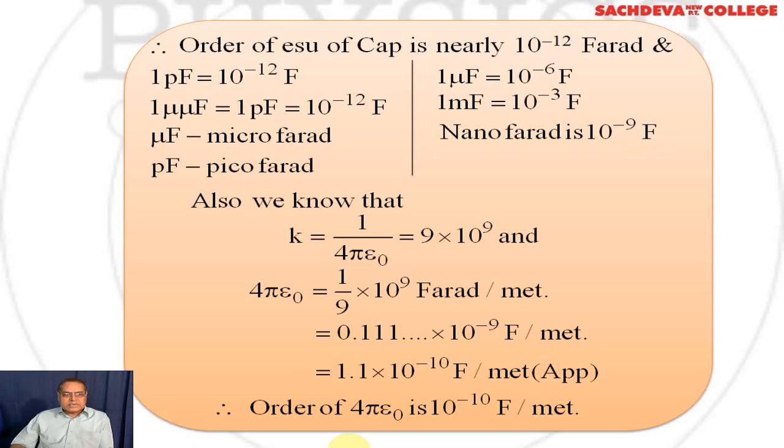Further, you can understand that the value of K is 1 by 4 pi epsilon naught, which is 9 into 10 to the power 9. So from that, you can estimate the value of 4 pi epsilon naught, which is found to be nearly 1.1 into 10 to the power minus 10 farad per meter. However, the order of 4 pi epsilon naught can be taken as 10 to the power minus 10 farad per meter.